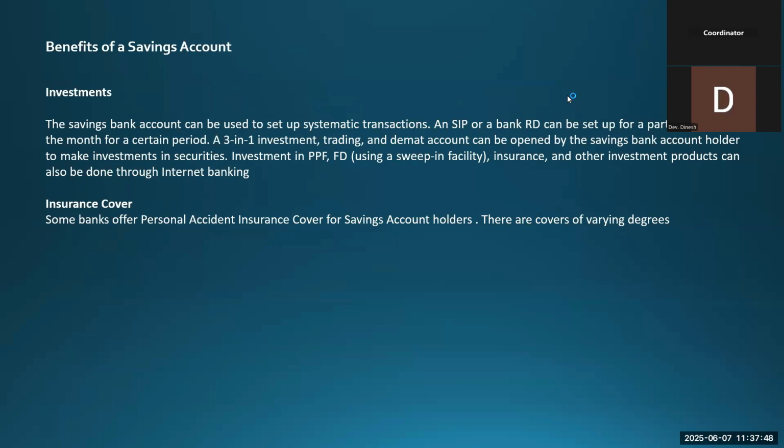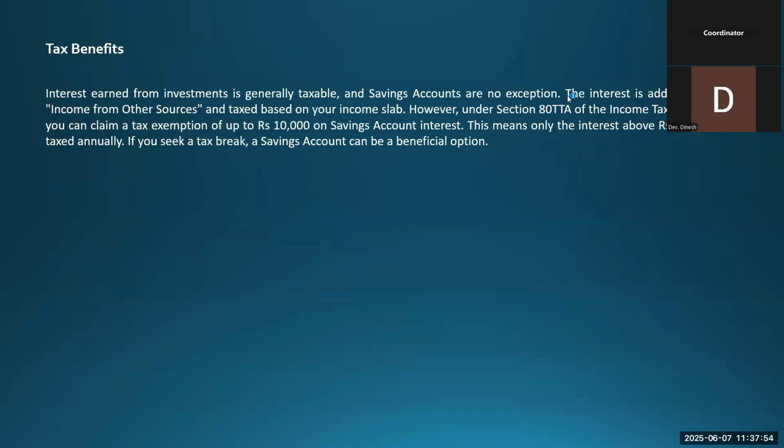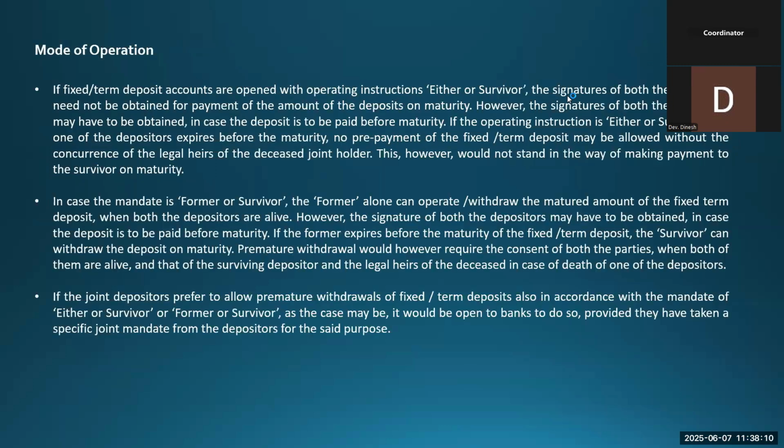Insurance cover: some banks offer personal accident insurance cover for savings account holders. Tax benefits: the interest earned up to 10,000 rupees is exempt from taxes, under section 80 TTA of the Income Tax Act. So, it also serves for tax benefit.